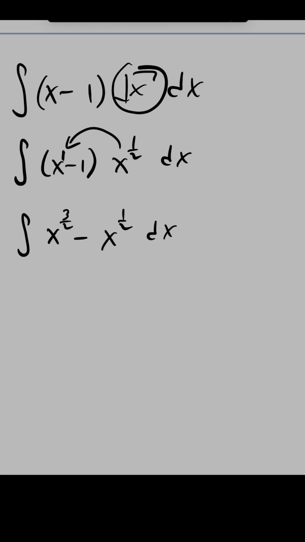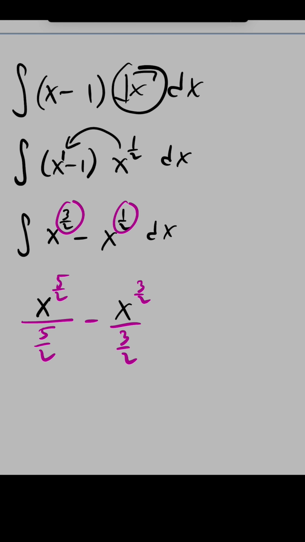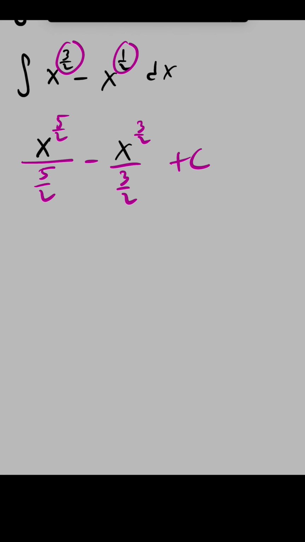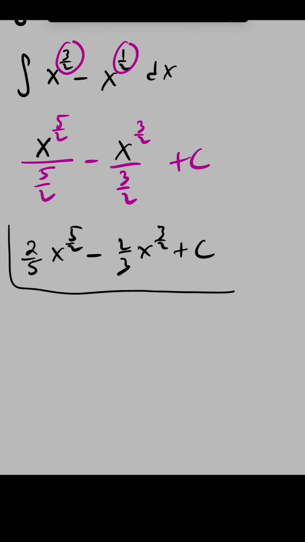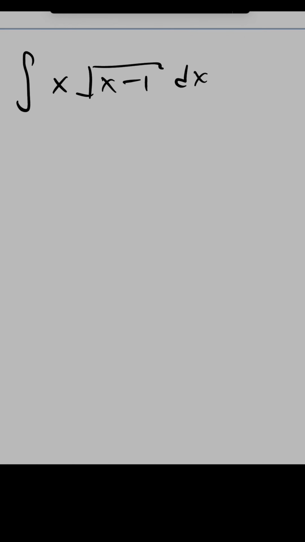Now I'm just going to follow the rule. This becomes x, I have to add 1 to that, which is going to make that x to the 5/2 over 5/2 minus. Now it's going to be x, and I have to add 1 to that, so that's going to be 3/2, and that's over 3/2. And then I have to add a constant. So now when I just fix this up a little bit, this becomes 2/5 x to the 5/2 minus 2/3 x to the 3/2 plus constant. First part, done.